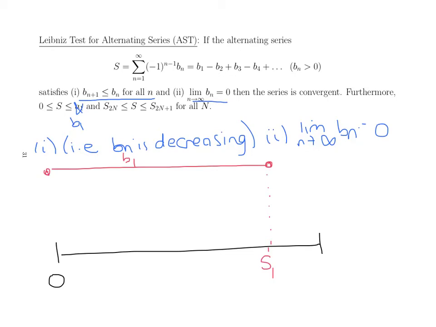Now remember, the next term is subtracted. So we're actually going to start here and move backwards by b2. But remember, b2 has to be less than b1 by condition 1. So we know that this is smaller than that, so we know that this line will not go past 0. And then when we add those two things together, we'll get our second sum, S2.